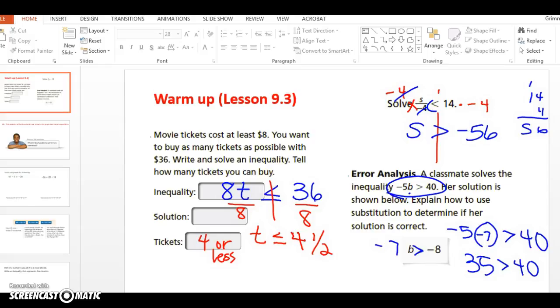35 is not greater than 40. And that's why we talked about yesterday, if you multiply or divide by a negative number, you have to reverse the inequality. Because once you reverse it, then all of your answers are going to be correct. Once that's reversed, then this is going to work every time. Okay? All right. Any questions on that before we move on today?